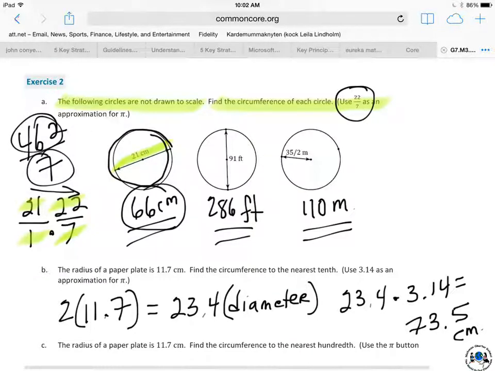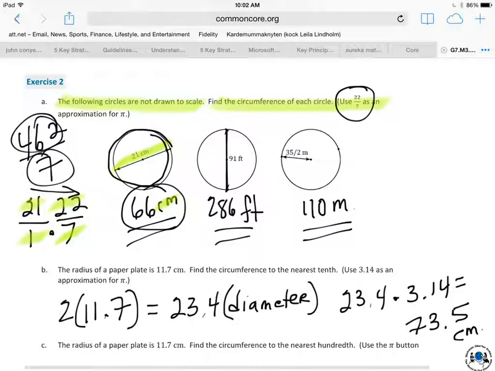Okay. This one, same thing. Again, remember centimeters. Please put your units in all your answers. And here, again, it was 91, and so I just multiplied 91 over 1 times 22 over 7.